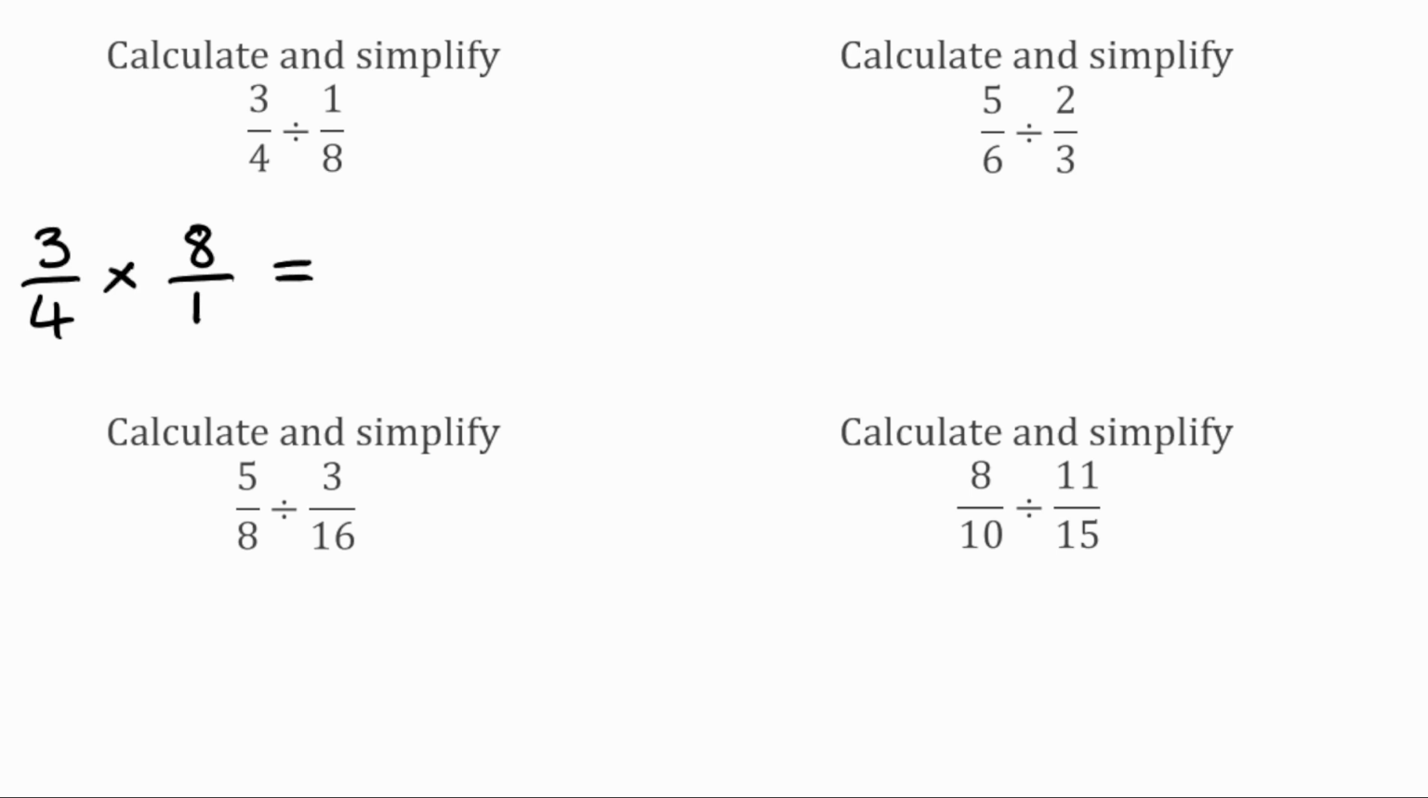So before we multiply them through, we want to see if we can simplify them. Well, we can't simplify the fractions individually, so we want to see if we can cross cancel. So looking across first, I've got 3 and 1. The highest common factor of 3 and 1 is 1, so we can't cancel them down. Now looking across the other way, we've got 4 and 8. The highest common factor of 4 and 8 is actually 4.